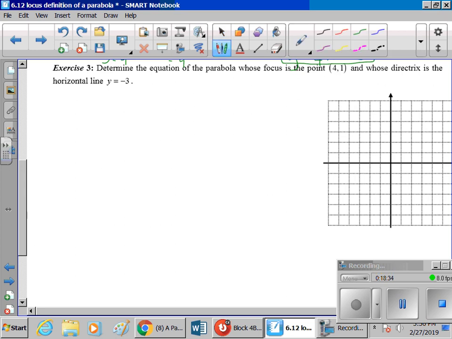All right, so 4, 1: 1, 2, 3, 4, 1. So it's a little bit off to the side this time. And my horizontal line, my directrix is y equals -3. So it's down here. So in order to complete my picture, I have to realize that my vertex is going to be halfway between them, and it's going to look something like this. Now, I can't do the other side, but that's okay.